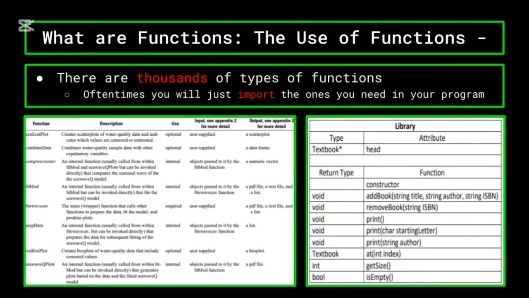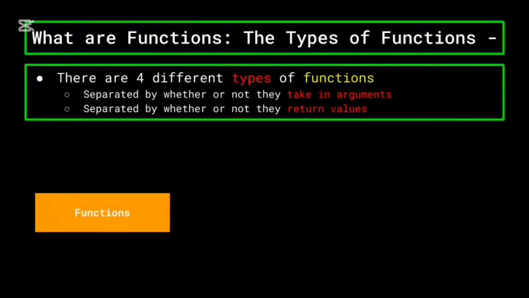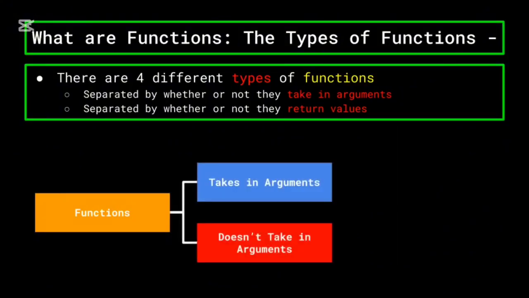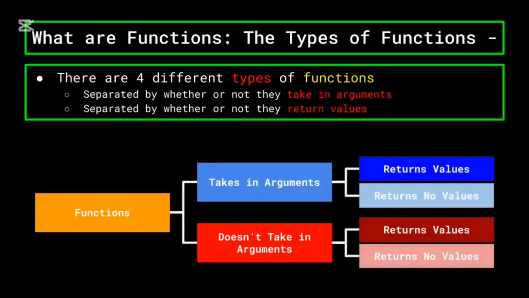There are thousands of functions that are available to you through the IDEs. However, because we won't always use all the functions that are available to you in a single program, you have to import these functions from packages found in the IDE, which is something that we'll be covering later on. Now there are four main types of functions in most programming languages, and they are separated by two defining features: whether or not they take in arguments and whether or not they return values.